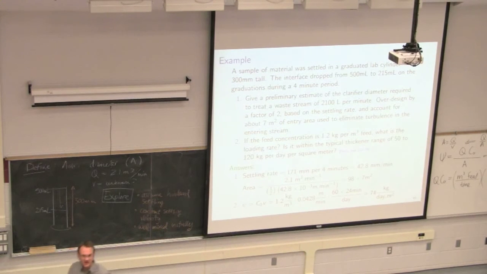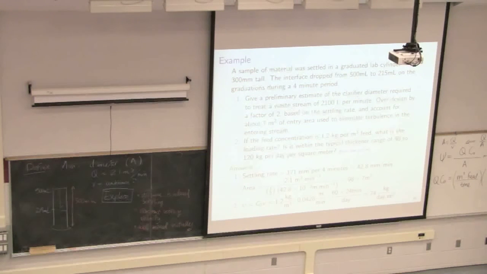What happens if those particles settle faster than that? Are we going to run into problems in the future? If in the future my particles start settling at 60 millimeters per minute, am I going to have a problem in the future? Nope. Okay, so if they're settling faster than 42, it doesn't matter. In fact, our vessel is simply going to be just too big. If they settle at 20 millimeters per minute, that's when we're going to have a problem. So now if they're settling too slow, our system is going to have a problem.